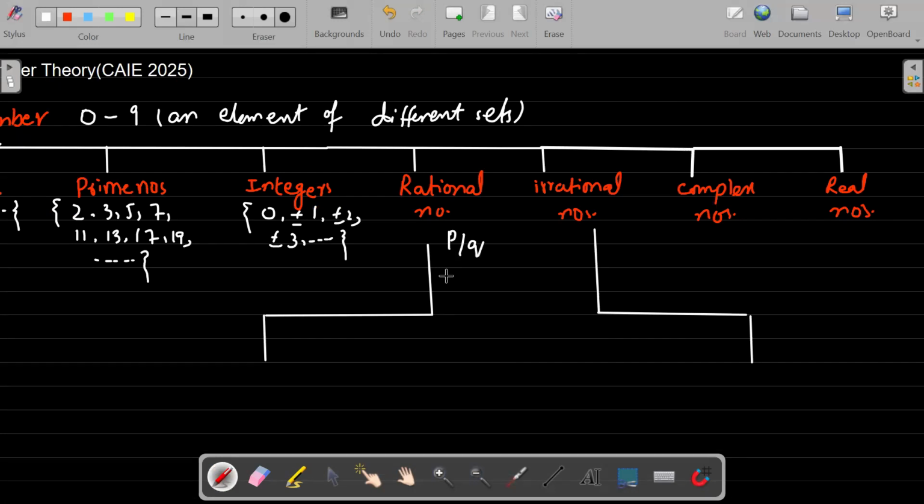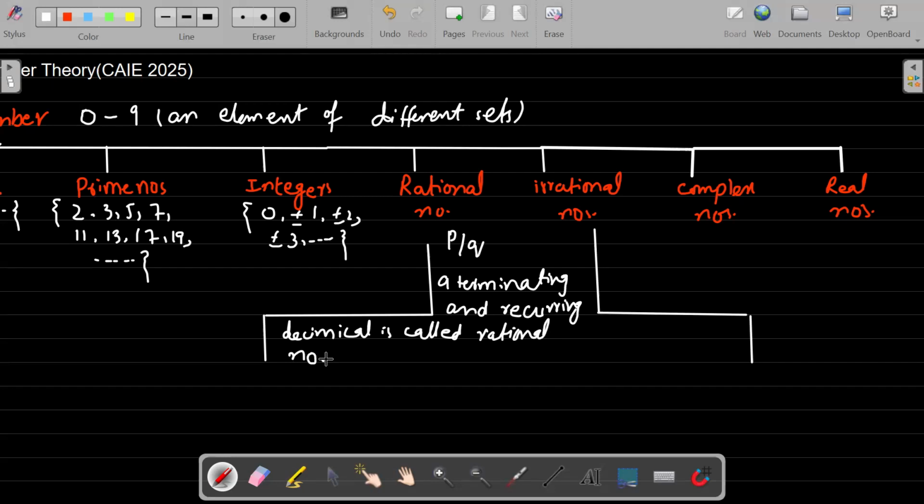So we will call it a terminating and recurring decimal is called a rational number. How can we represent it? We usually represent it with capital Q. It can vary according to O-levels, so I'm not going to write the notation. We will see.